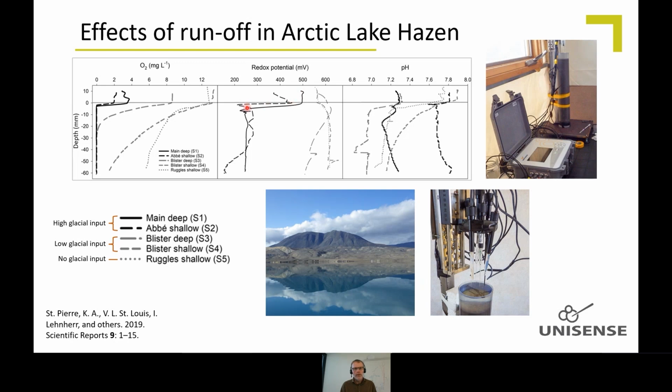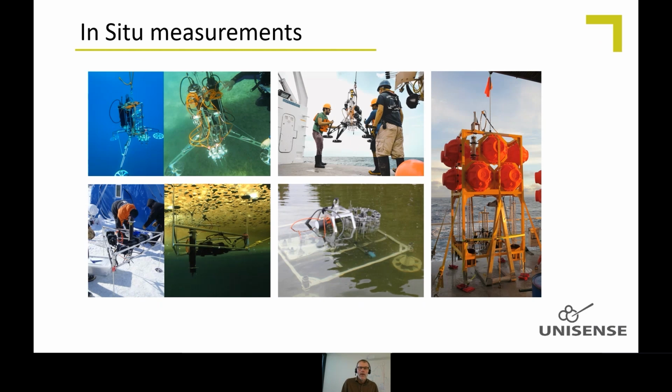So redox potential was negative, very negative here in those affected by the glacial input, whereas the others was not so much, and pH also had an effect. But that was just a couple of examples for why you should use microsensors.